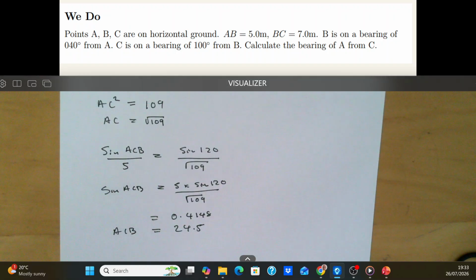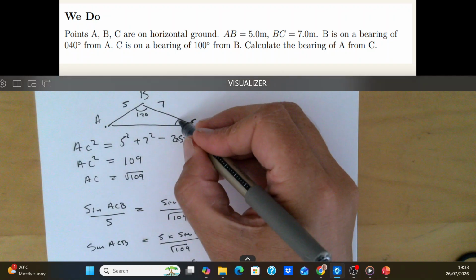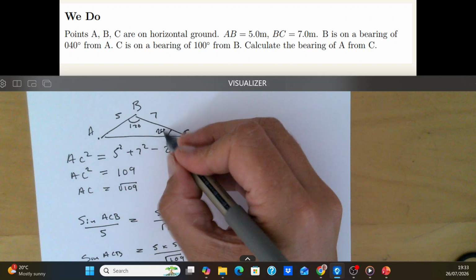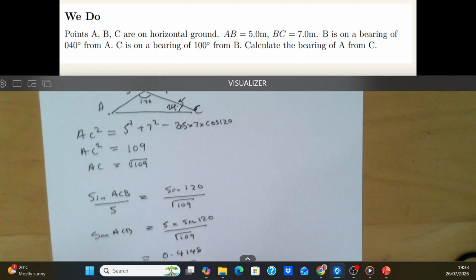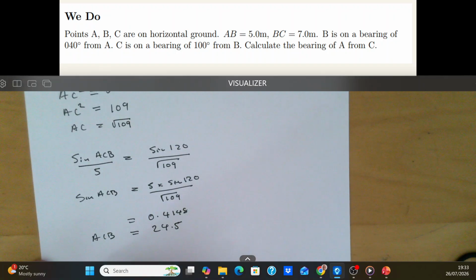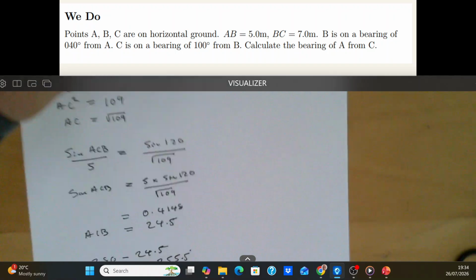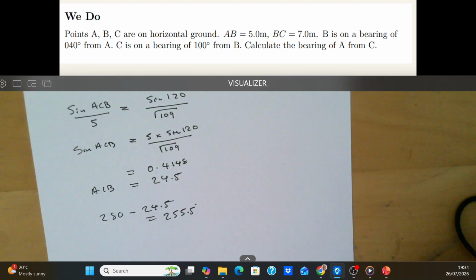Right, I've worked out that angle as being that. What do I now need to know? So if I know that this angle here is 24.5, it's going back to our big picture, and the 280, correct, 280, take my 24.5, which gives me 255.5 degrees as my bearing. Well done, good work.